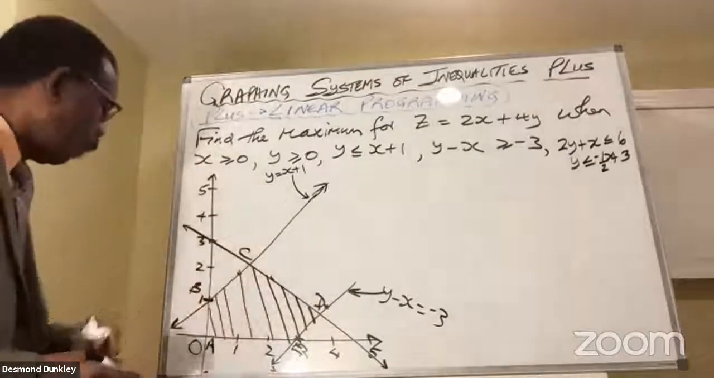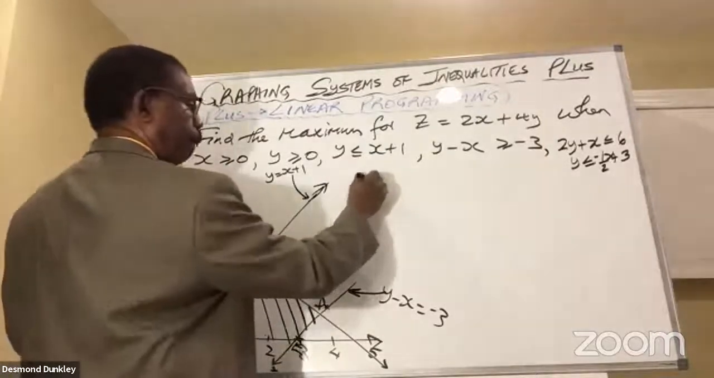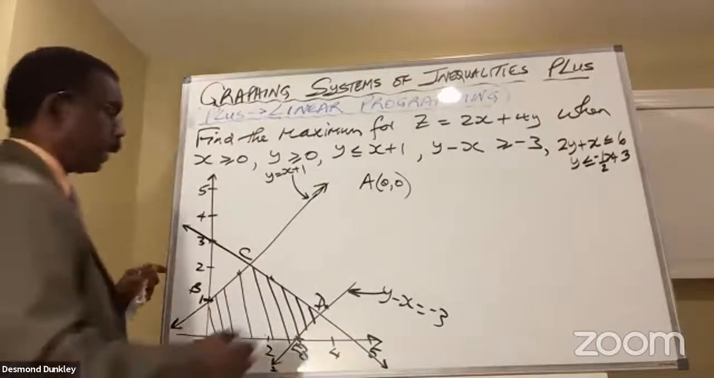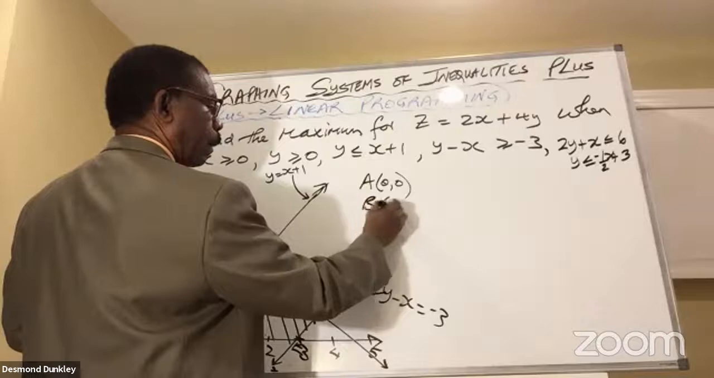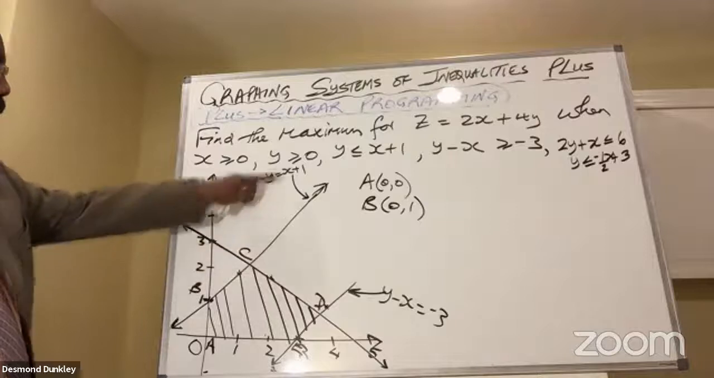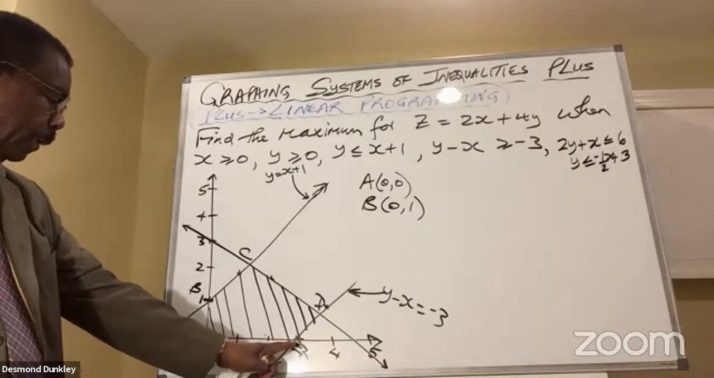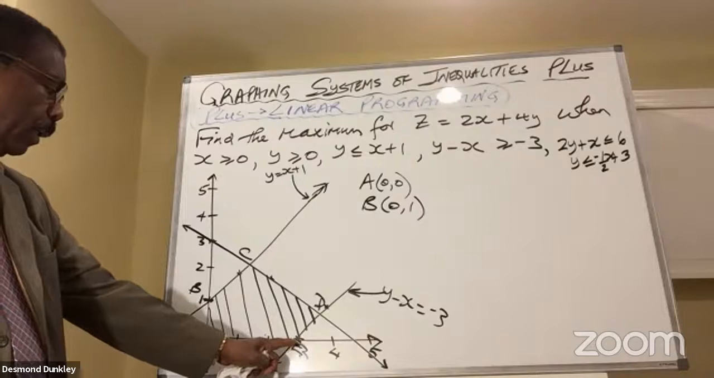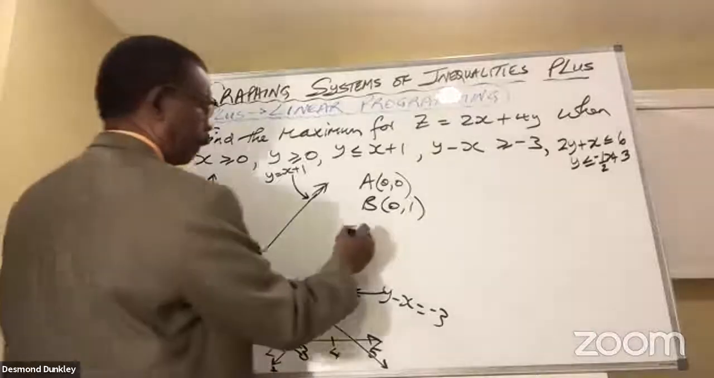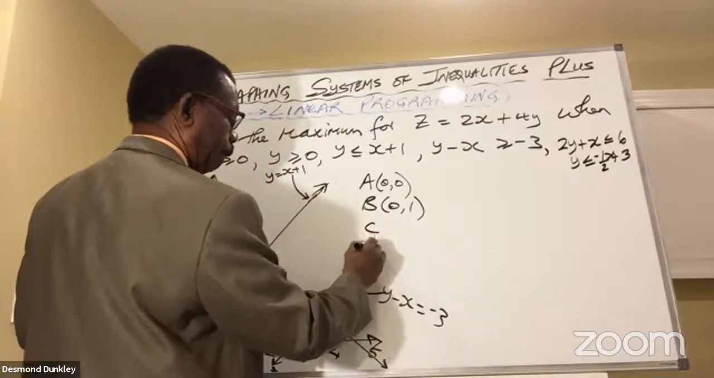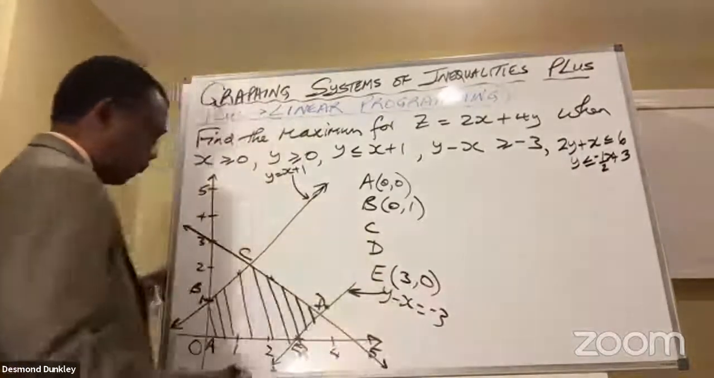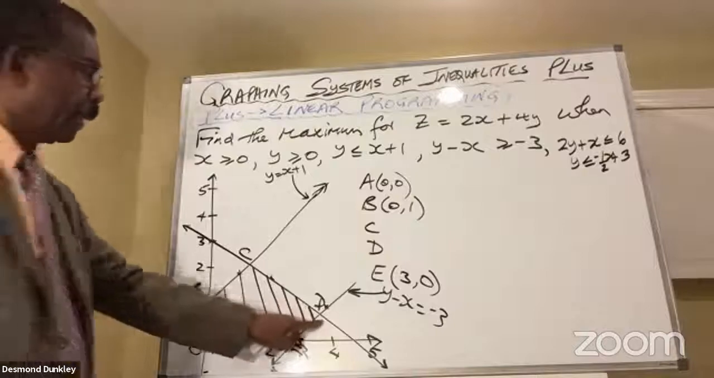Okay, so what are our vertices? A is 0, 0. B is 0, 1. C, we're going to have to calculate where these two lines intersect. E, we know, is going to be 3, 0. So these two must be calculated.